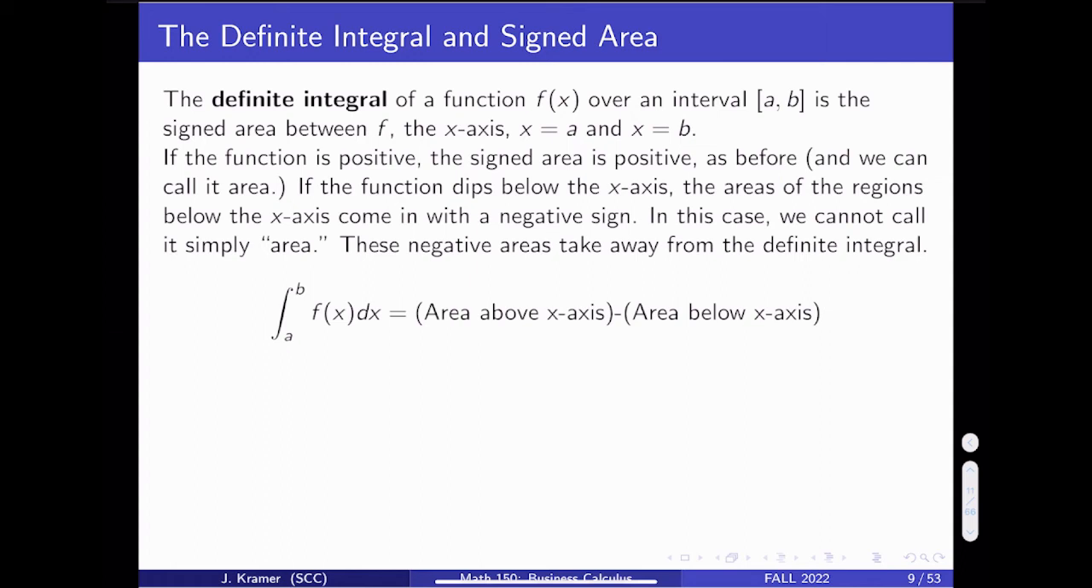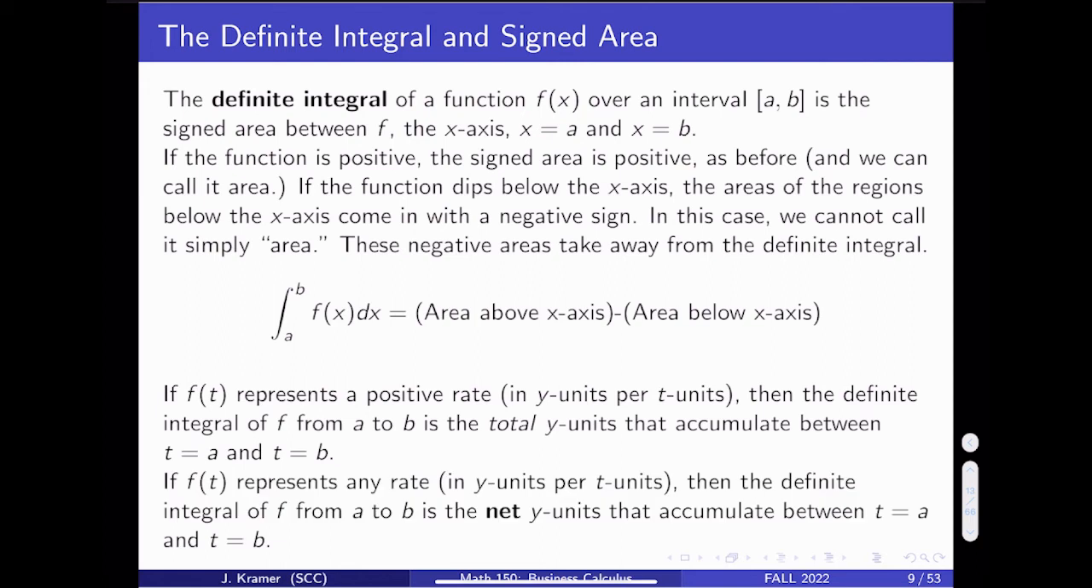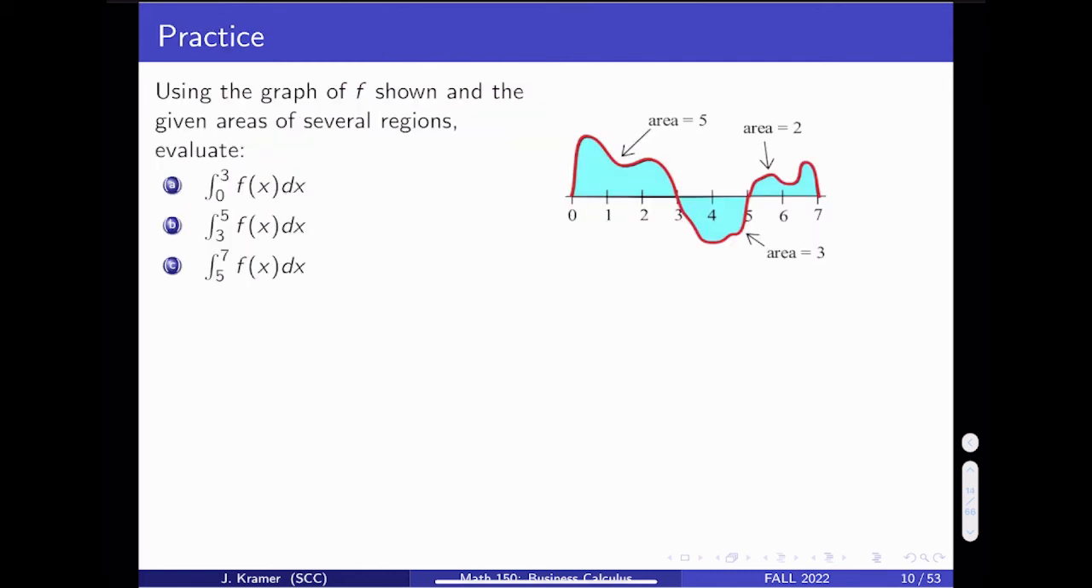That's our signed area. If f of t represents a positive rate in y units per t units, that's going to be your rate function or your integrand, then the definite integral of f from a to b is the total y units that accumulate from t equals a to t equals b. If f of t represents any rate, then the definite integral of f from a to b is the net y units that accumulate between t equals a and t equals b.